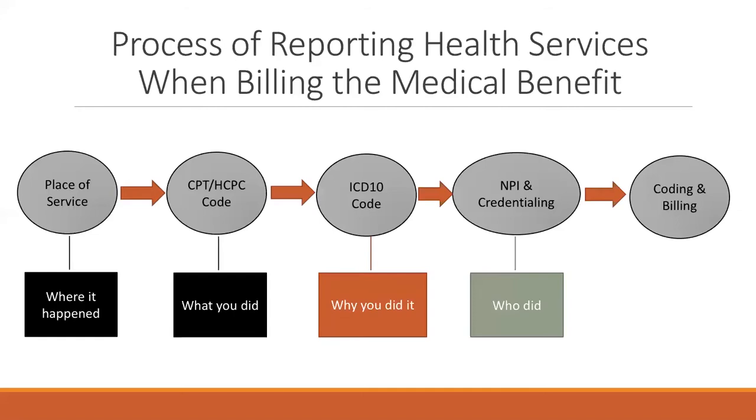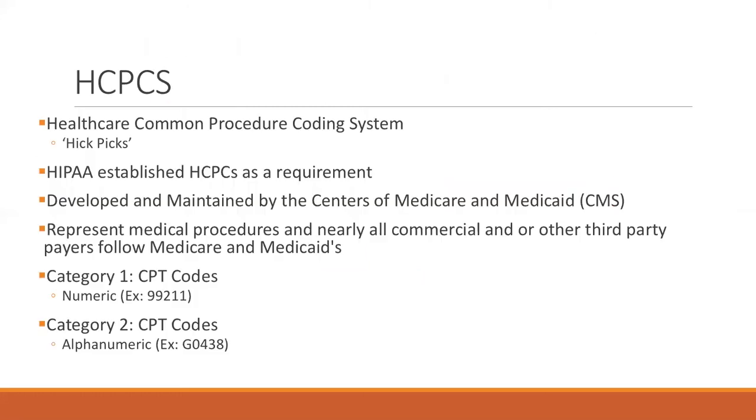The next component, once you have determined where this happened, you want to move on to defining what you did. And for that, we're looking at the CPT or the HCPC codes, commonly referred to as the HCPC codes. Now, HCPC stands for the Healthcare Common Procedure Coding System, and this was actually established with the HIPAA laws. And this is a standardized coding set that is maintained by CMS that allows medical practitioners to consistently define the services that are provided. And these are actually broken down into 3 different categories of codes. The first set, the category 1 codes, are the CPT procedure codes.